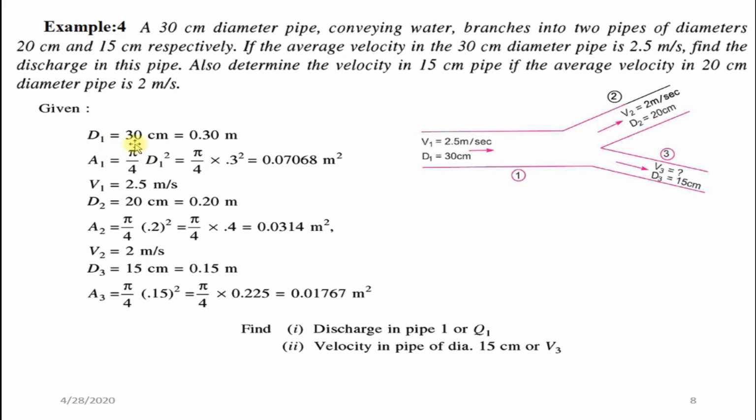Diameter d1, 0.3 meter given. Then area A1, pi by 4 into d1 square, that is 0.07 meter square. Then velocity V1 given, 2.5 meter per second. Diameter d2 given. Area A2 you can find out, 0.03. Velocity V2 2 meter per second. d3 is given 0.15. A3 you can find out 0.07 meter square. We have to find out discharge in pipe 1. Velocity in the pipe of diameter 15 centimeter, or V3, we have to find out.